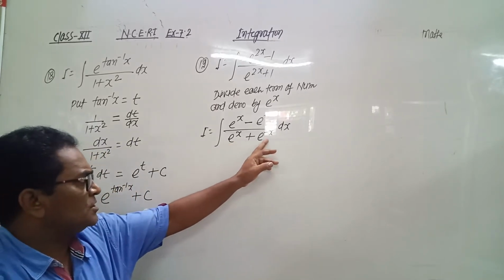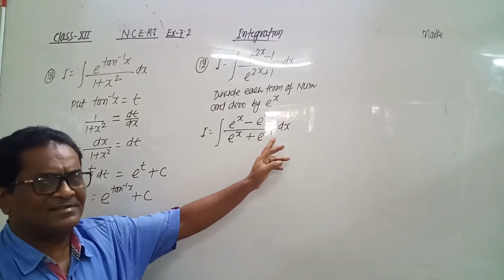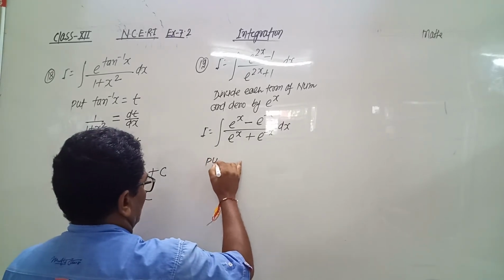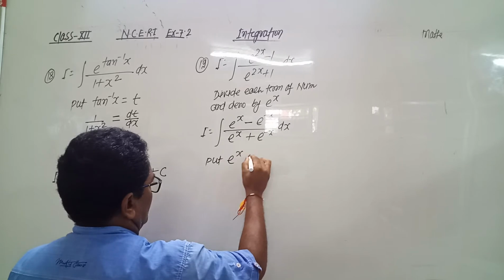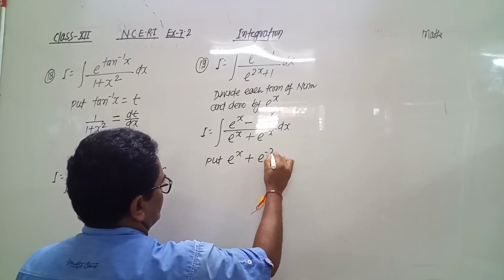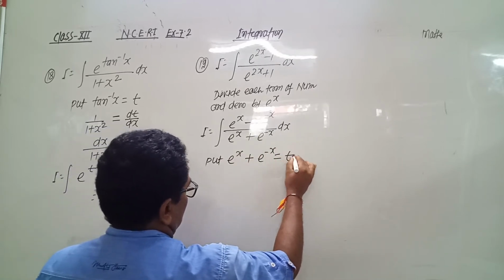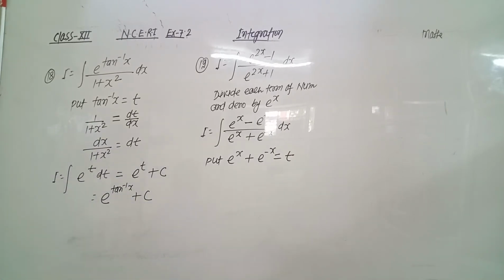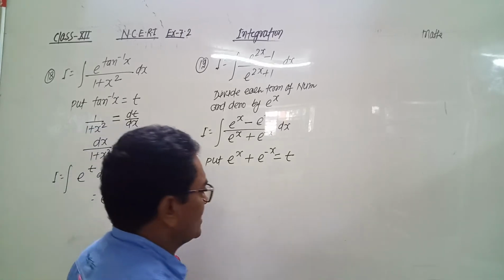Now put e raised to the power x plus e raised to the power minus x equals to t. The term containing the denominator we put equals to t. Then differentiate both sides with respect to x.